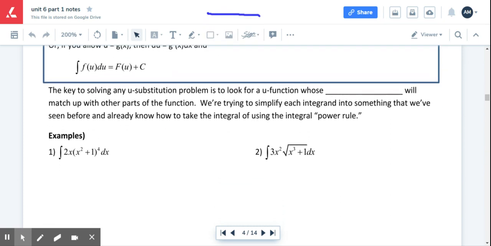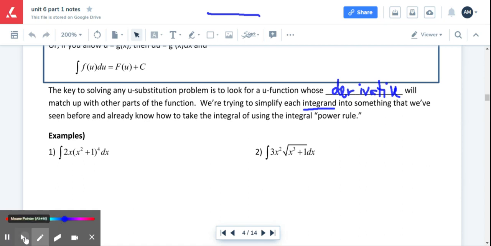So the key to solving any U substitution problem is to look for a u function whose derivative will match up with other parts of the function. What we're trying to do is simplify the integrand, again, the function inside the integral, into something that we've seen before, so that it turns into an easier function and we can just use the power rule.